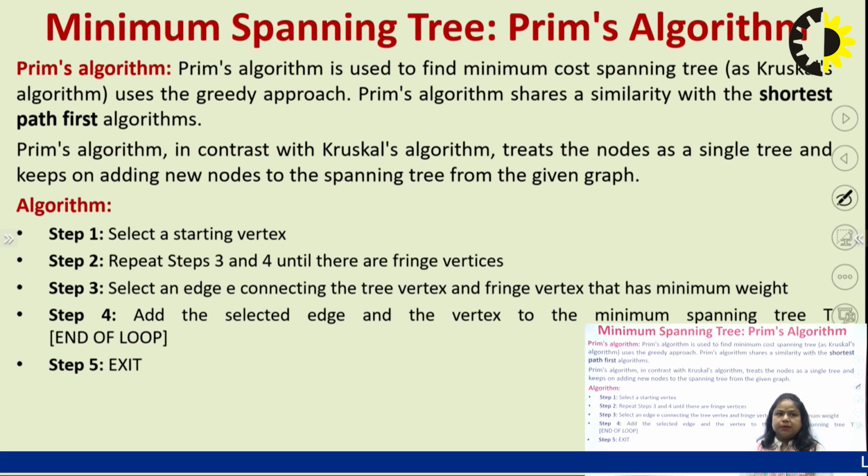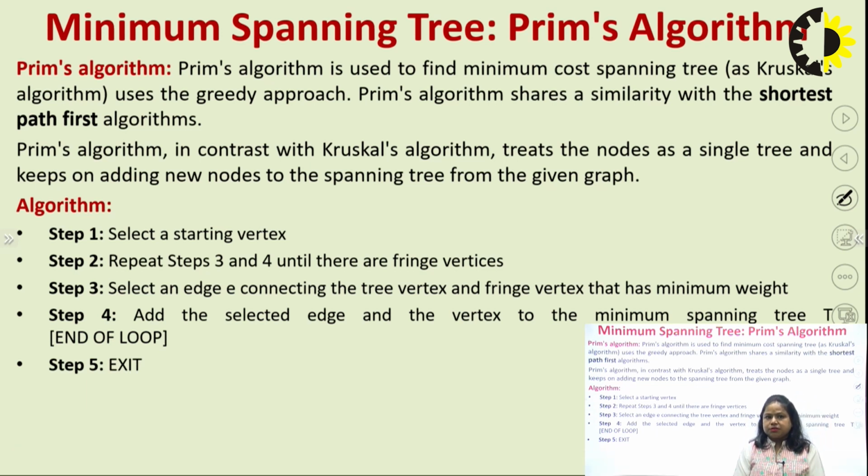Prim's algorithm is similar to Kruskal's algorithm. We will study one more algorithm, that is Kruskal's algorithm, which also finds the shortest path first. Prim's algorithm, in contrast with Kruskal's algorithm, works like this: we treat all the nodes as a single tree and keep on adding new nodes to the spanning tree in a given graph.